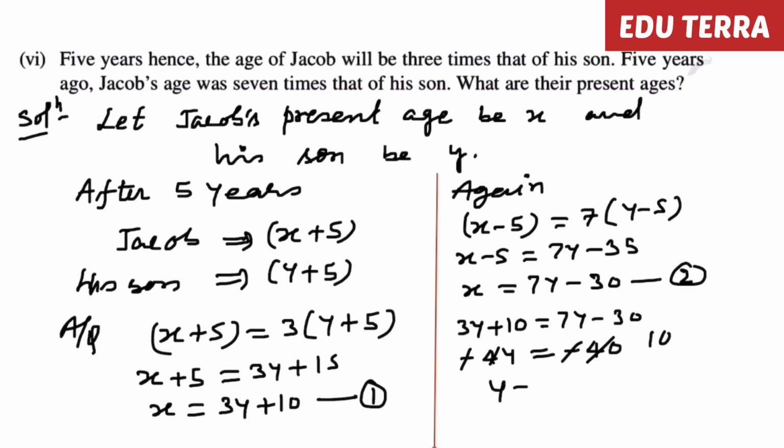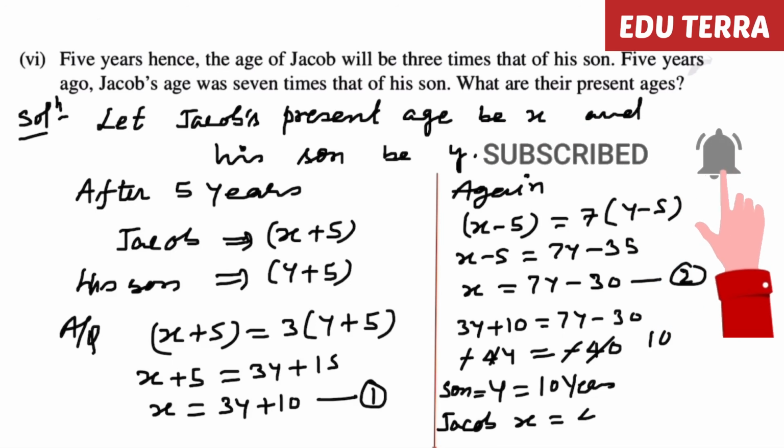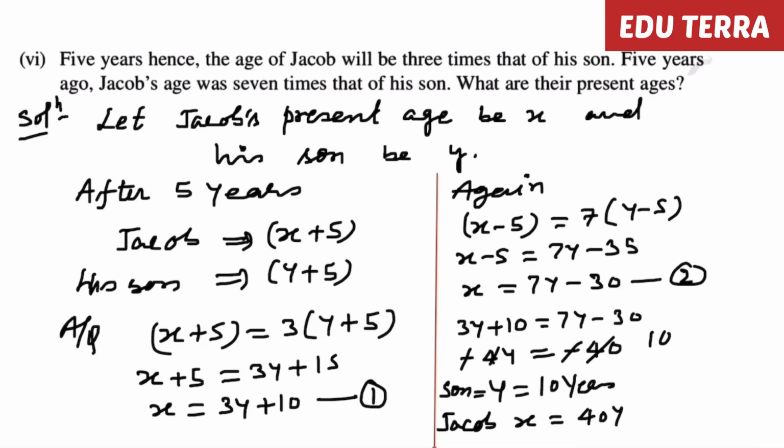So y equals 10 years. Who is y? Son's age. Okay. Now what is Jacob? So it is son. Now Jacob means x. So x equals, substitute y equals 10 in 1. So when you substitute 10, it will come 40 years. Okay, it is our answer.